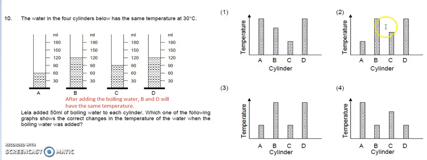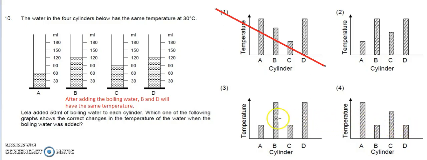So if we look at the graphs, we must look at B and D and see whether they have the same bar graphs. So for option 1, B and D are not the same. So option 1 we can cancel out. Option 2, B and D are the same. Option 3, B and D are also the same. Option 4, B and D are also the same.